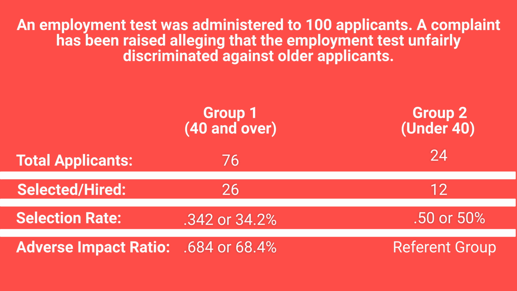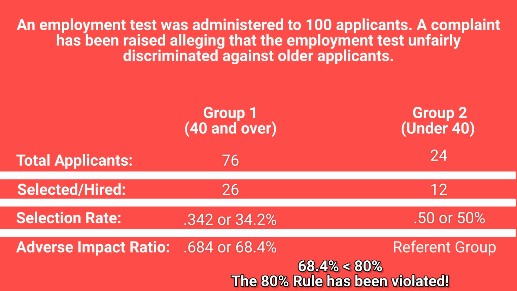If the adverse impact ratio falls below 80%, it may indicate possible discrimination that needs further review. 68.4% is less than 80%, which means the 80% rule has been violated in this scenario.